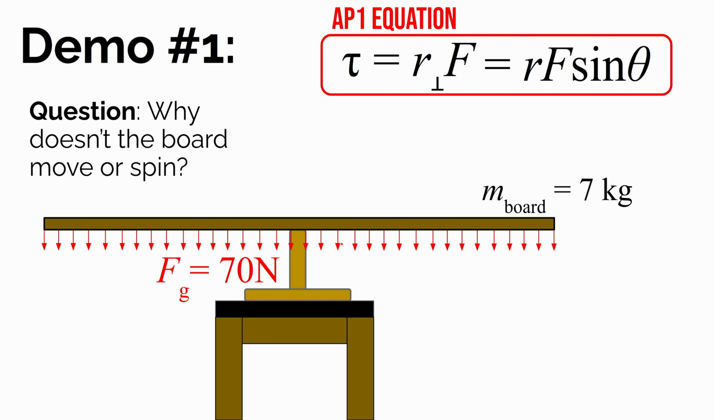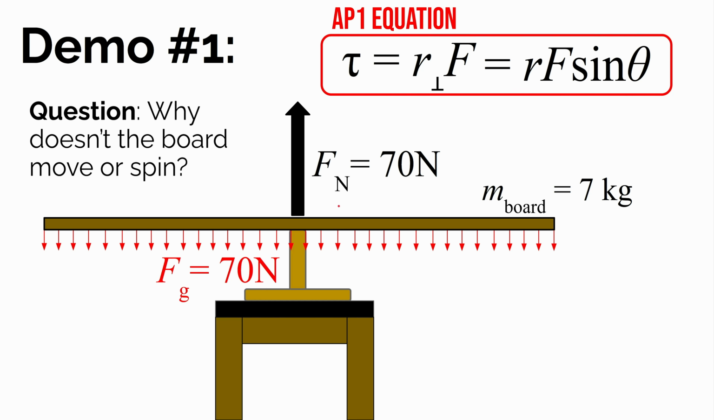from both ends, and equally to the middle. If the board's getting pulled down with 70 newtons and it's not moving vertically or accelerating in the y direction, we know that the pivot point, its support, has to be pushing up with a normal force equal to 70 newtons. So why isn't it moving? Well, the forces are balanced. 70 newtons is pulling down, 70 newtons is pushing up. Well, why is it not spinning?